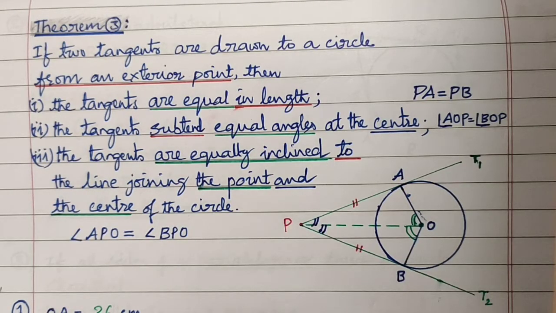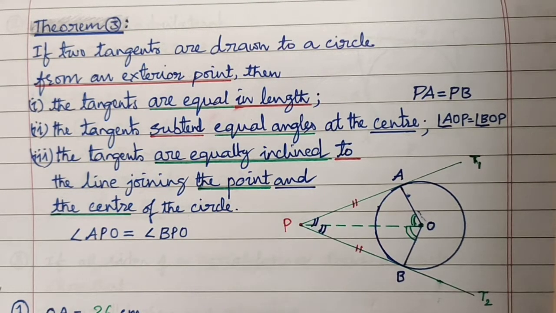If two tangents are drawn to a circle from an exterior point, then the tangents are equal in length. The tangents subtend equal angles at the center. The tangents are equally inclined to the line joining the point and the center of the circle.